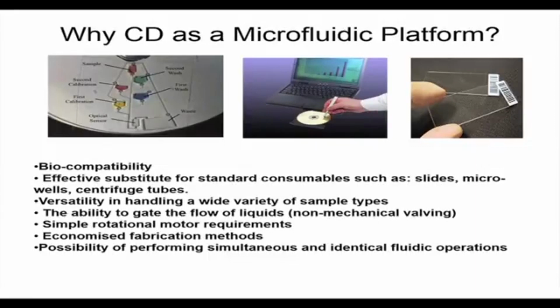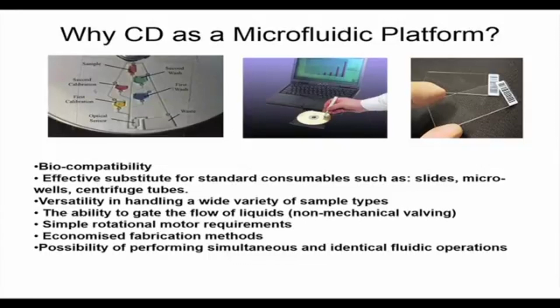Okay, so lots of different types of samples can be handled. Non-mechanical valving: the ability to control the flow of liquids just by controlling the rotational speed. You can use the rotational speed as a valve, so you do not require a mechanical valve to control the flow. Simple rotational motor requirement: the motor that you commonly use for rotating this disc can be a simple servo motor. So you can have a very simple motor by which you can rotate it.